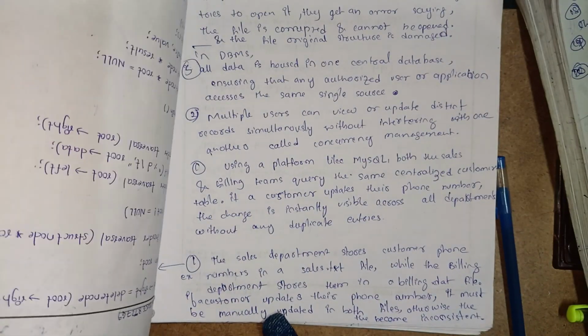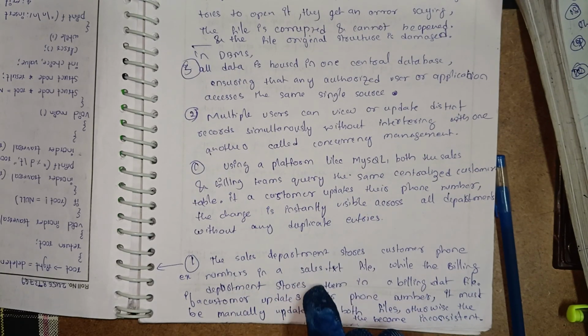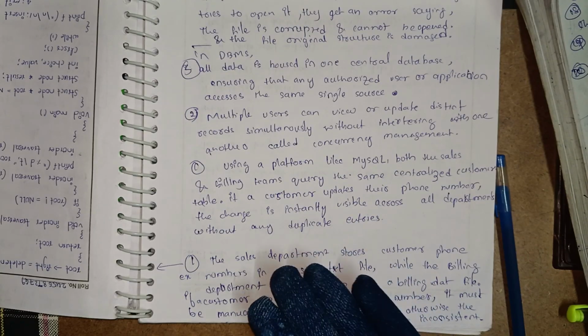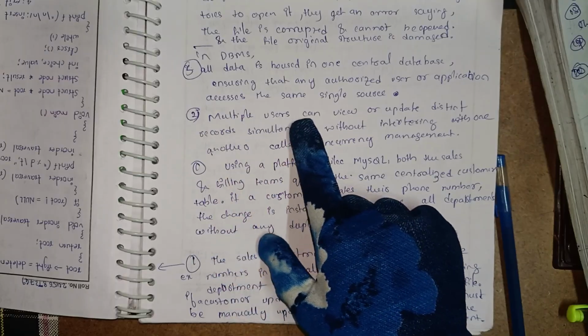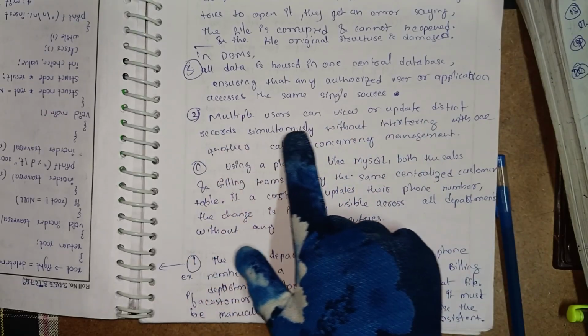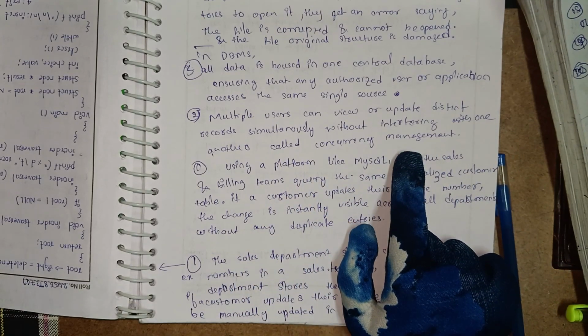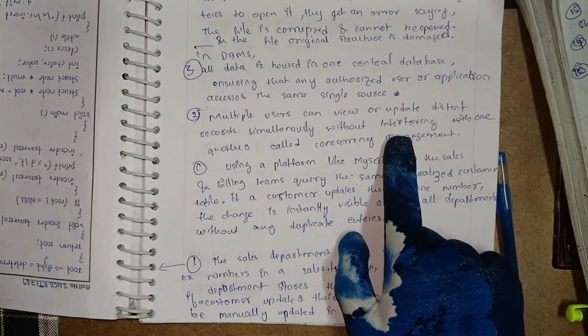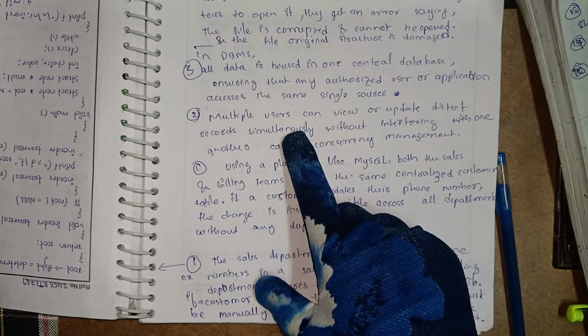Here the manual update is required and the repetition also occurs. So the sharing of data is difficult in the file system. Okay, and the second example of DBMS data sharing is that multiple users can view or update distinct records simultaneously without interfering with one another, called concurrency management. So multiple users can retrieve, update, or view tables or records simultaneously from the database.